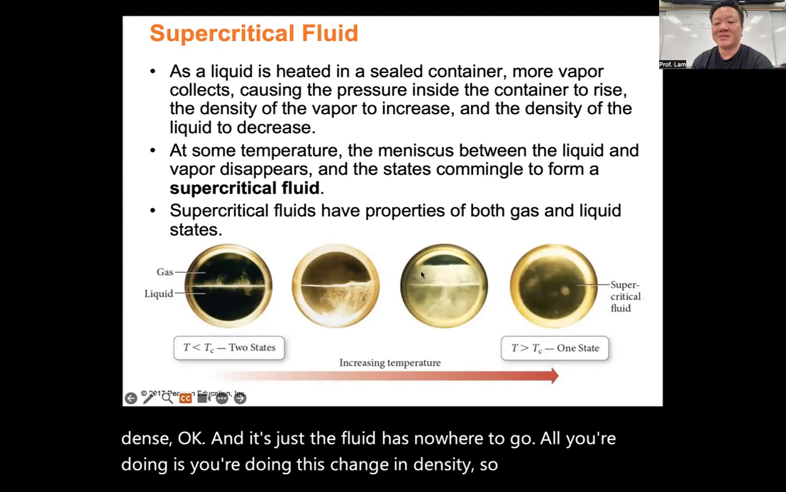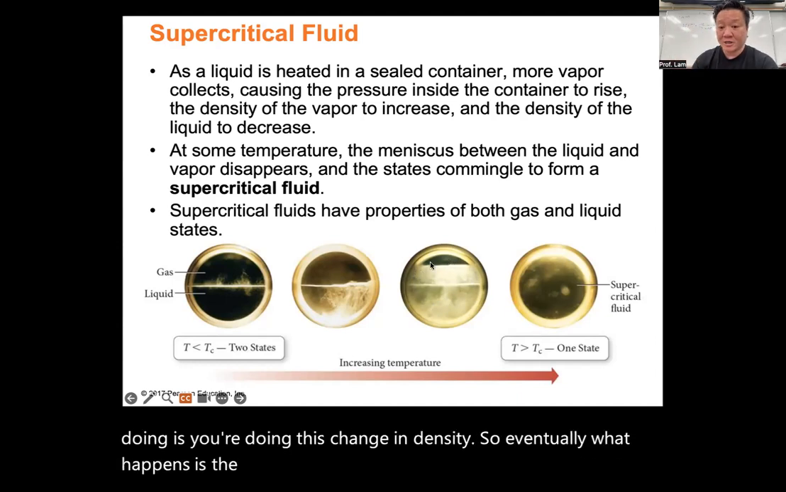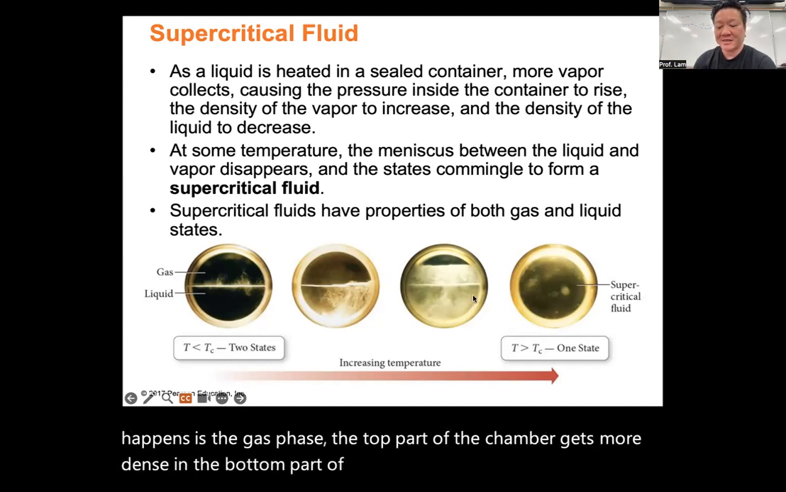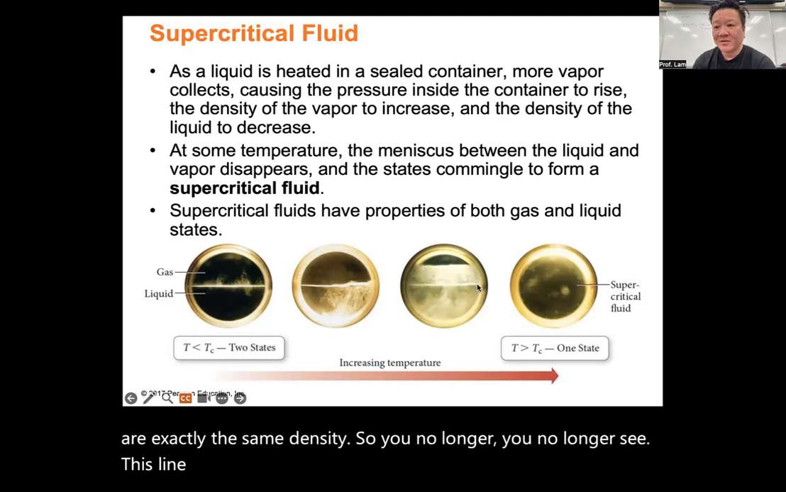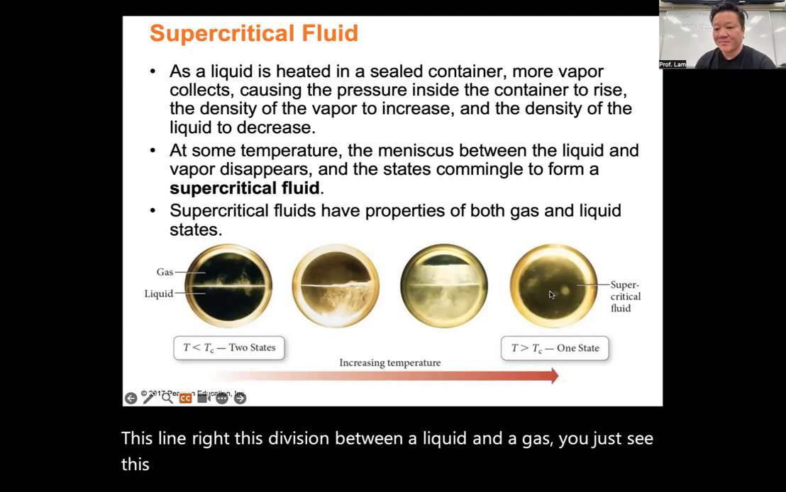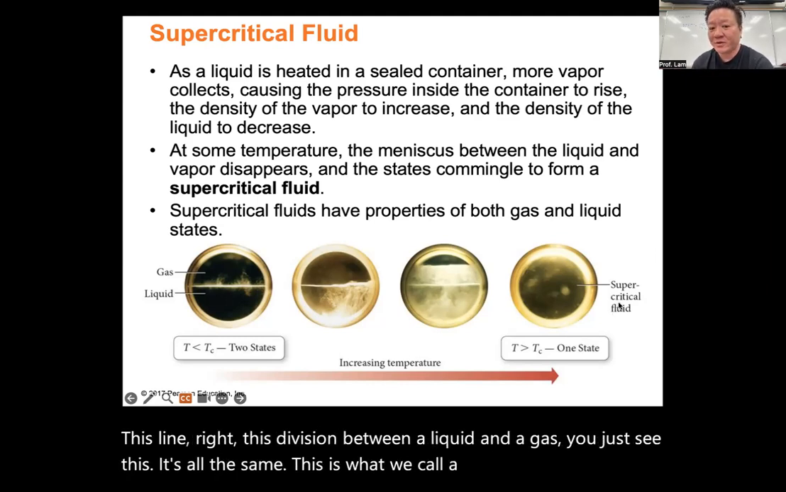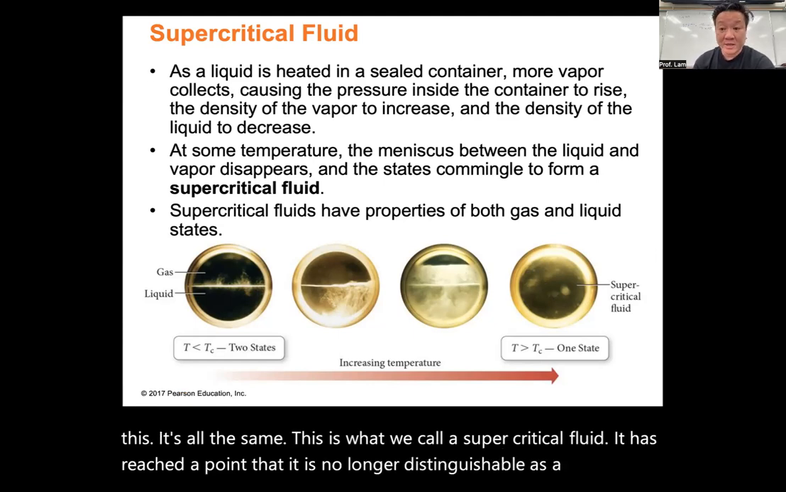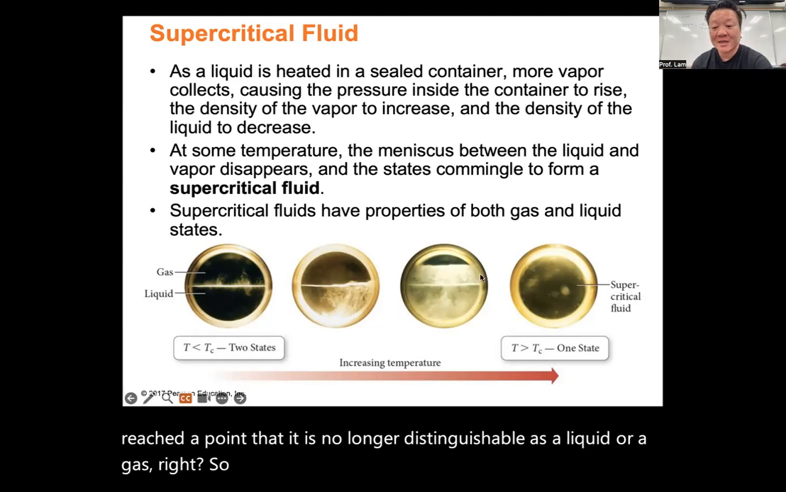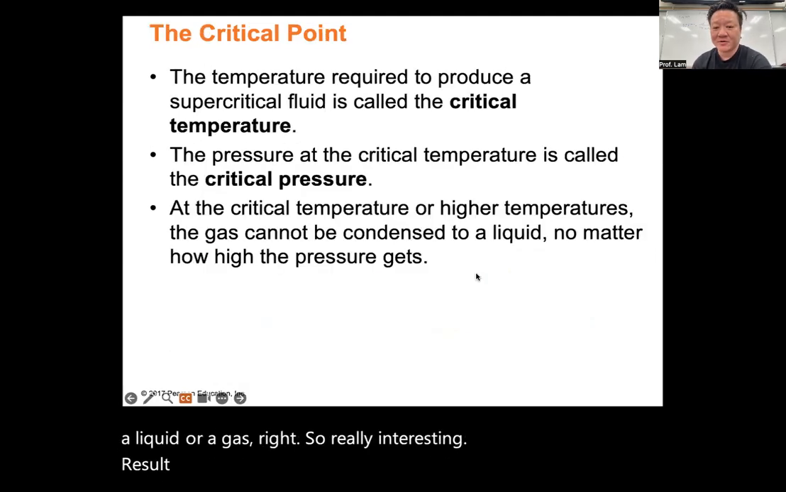So eventually the gas phase, the top part of the chamber, gets more dense, and the bottom part of the chamber gets less dense, until they are exactly the same density. So you no longer see this line, this division between a liquid and a gas. You just see this. It's all the same. This is what we call a supercritical fluid. It has reached a point where it is no longer distinguishable as a liquid or a gas. So a really interesting result, what a supercritical fluid is.